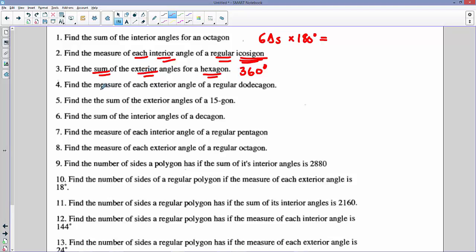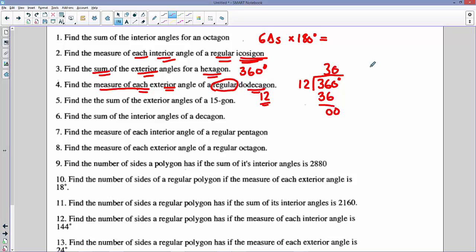But here, this is the measure of each exterior angle. Of course, it has to be regular to do a problem like this. And it's a dodecagon. That's a 12-sided figure. Well, we know from the things we just talked about a second ago, all of the exterior angles, all of them, not each, all add up to 360. And the dodecagon is 12-sided, so we've got to divide 12 in to see how many there are. Okay. And of course it's 30. So 30 degrees for each exterior angle.